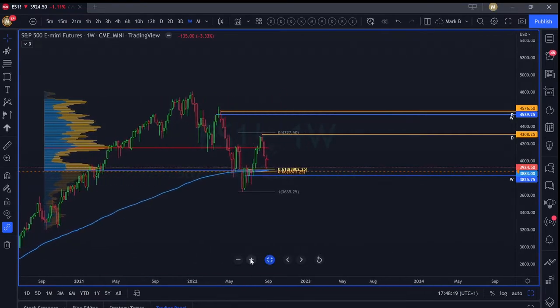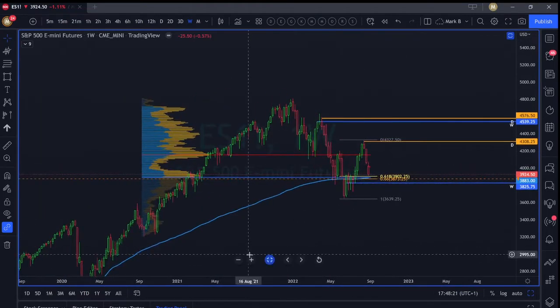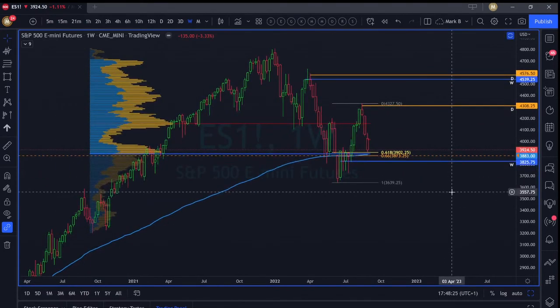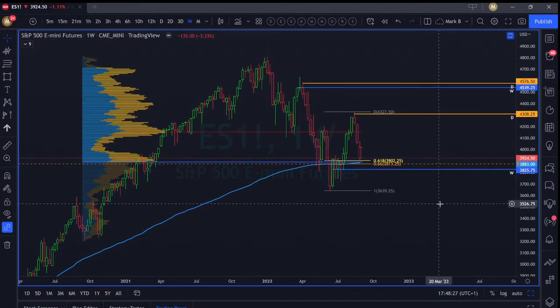So I think a lot of people are going to be bearish on this move down on Friday, and we'll look at the daily in a minute. But I look at this through a different lens, and I'm seeing some interesting things.